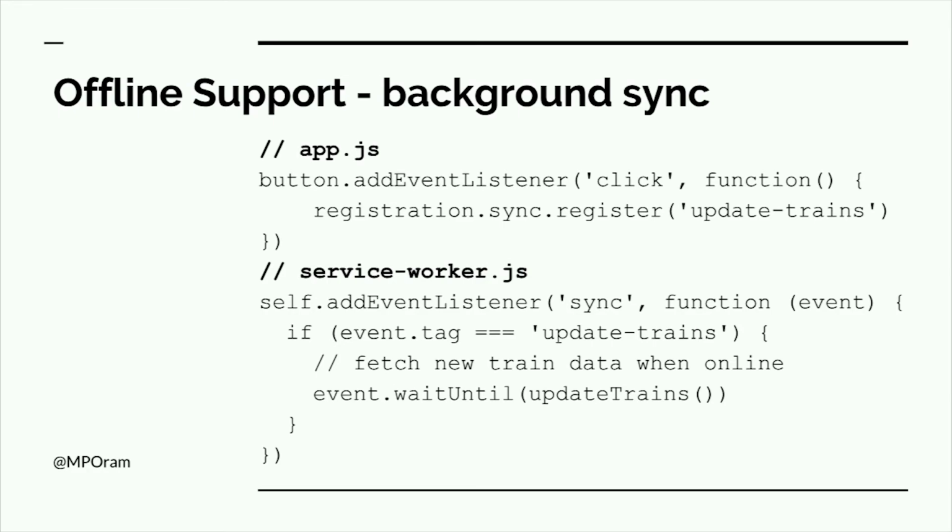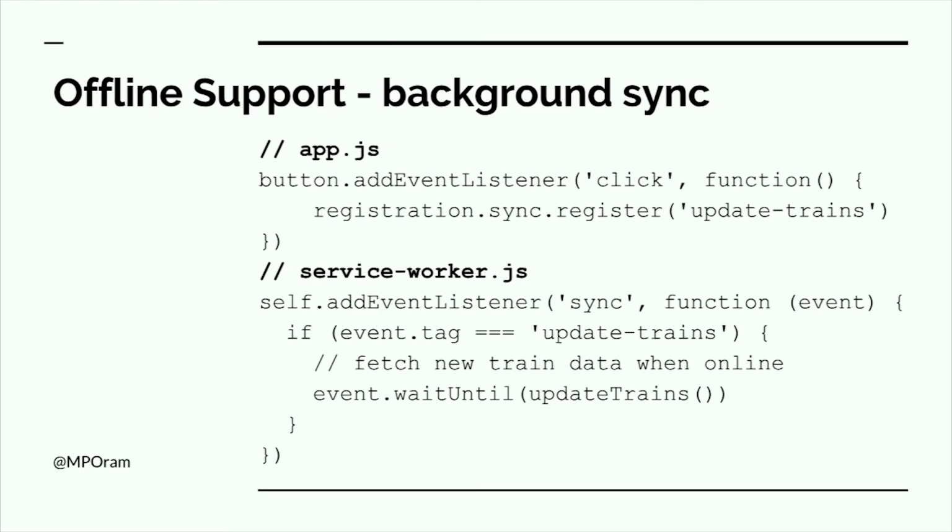And rather than doing a standard fetch, I'm actually using the background sync API to register this event called update trains. That sync event can then be picked up inside your service worker, where you can hook into the tag name, in my case, update trains. And that uses this thing called event.waitUntil, and it will call that function as soon as you're connected. So it will just sit and wait whilst you're offline, and then as soon as your connectivity comes back, it will make the request for you.